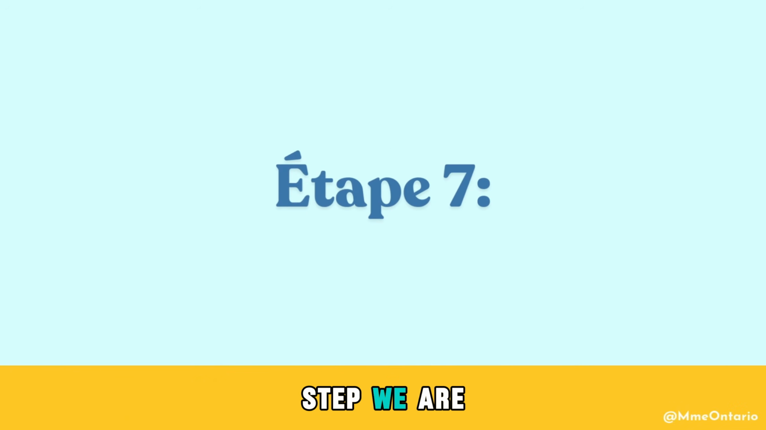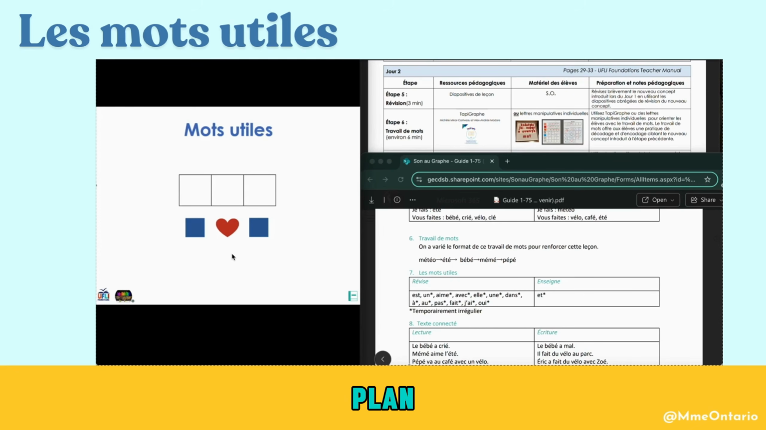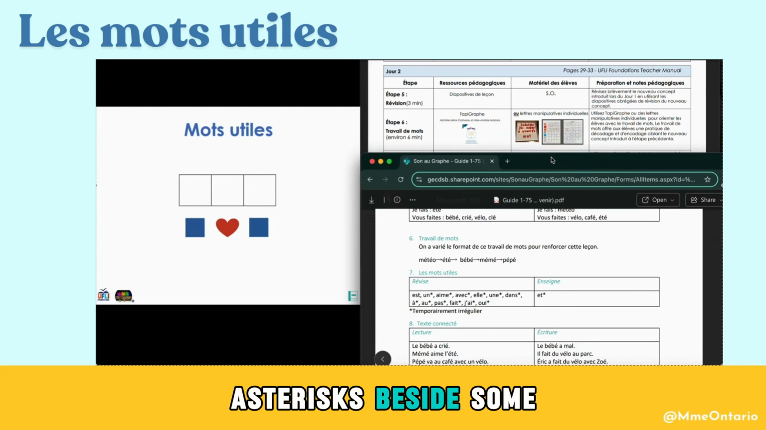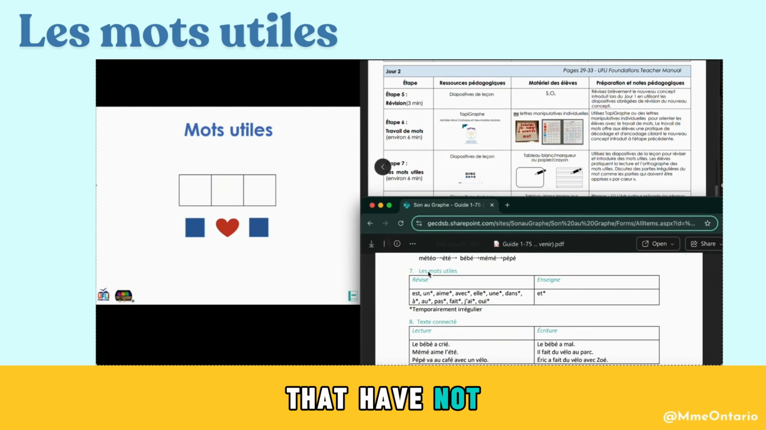For this next step, we are looking at les mots utiles, or heart words. In the lesson plan, you will find that there are asterisks beside some words. It is because these words have sound blends that have not been taught yet. Thus, they are irregular, but only temporarily.